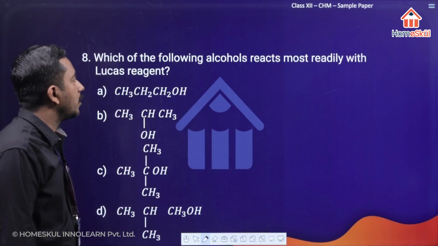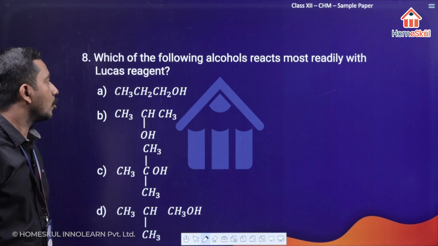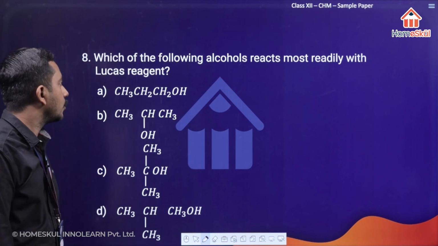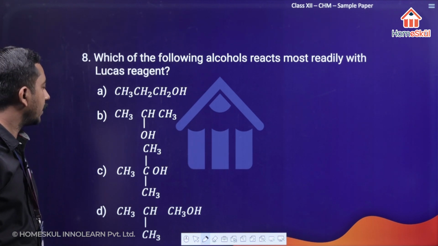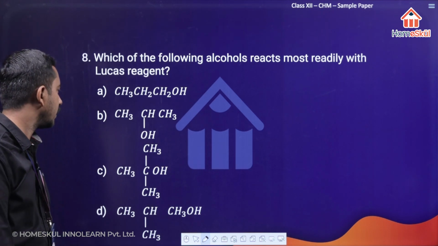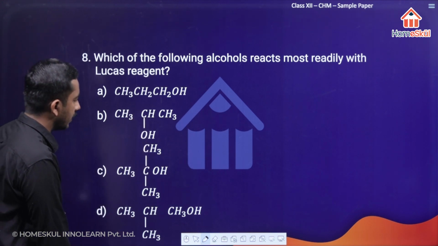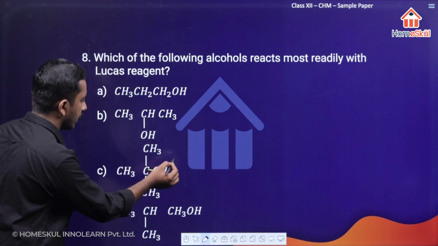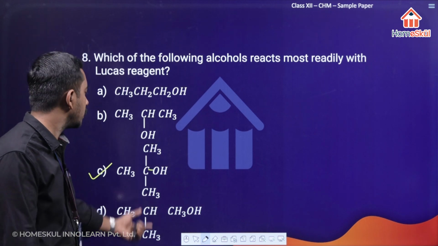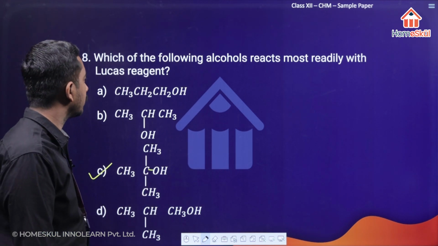The 8th question. Which of the following alcohols reacts most readily with Lucas reagent? So Lucas reagent is a test to identify the type of alcohol that we have in our hand. So which is the alcohol that is going to react most readily with Lucas reagent? We know that tertiary alcohol is going to readily react with Lucas reagent. So we have to look for any tertiary alcohol that is present. So if we look at the options, we can see that we have a tertiary alcohol here, that is option C. So option C will be our correct answer. This tertiary alcohol is going to react most readily with the Lucas reagent.